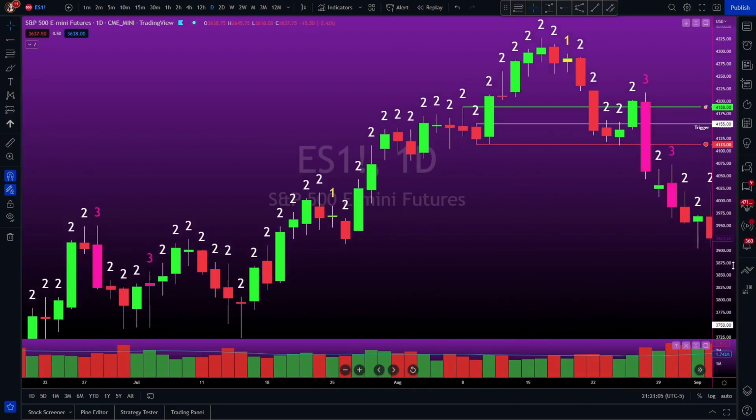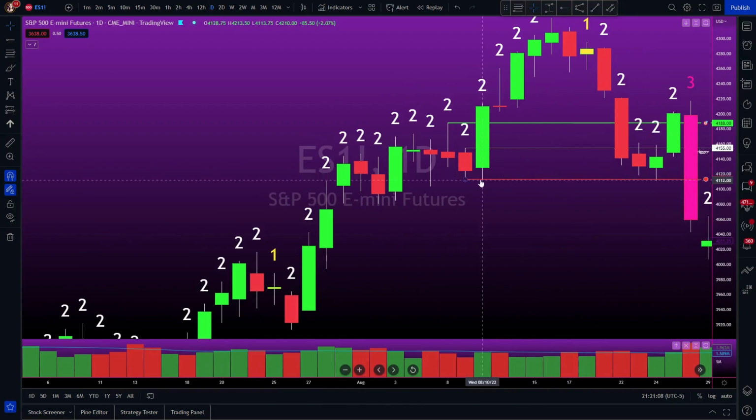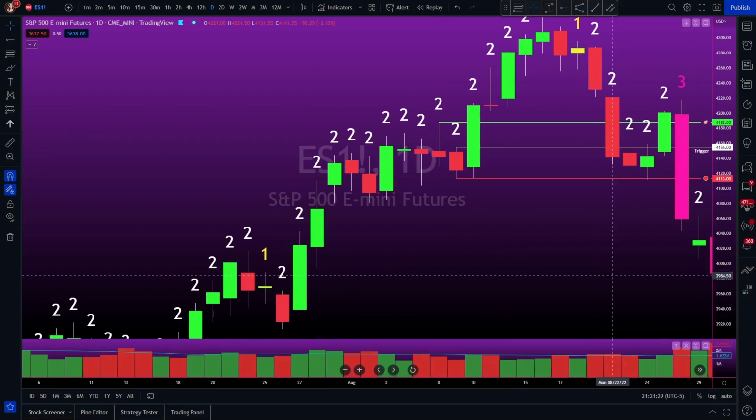So what we're going to focus on is this 2 down and then 2 up reversal. If you look at your Strat combo sheet, the entry is a break above the 2 down when this candle opens. The target is the previous candle's high. So we have our trigger, which is at 41.55.